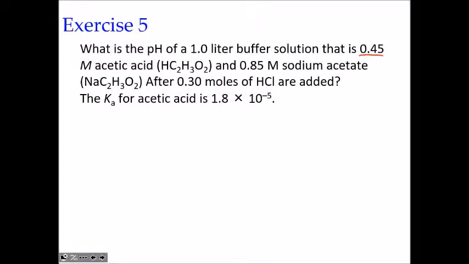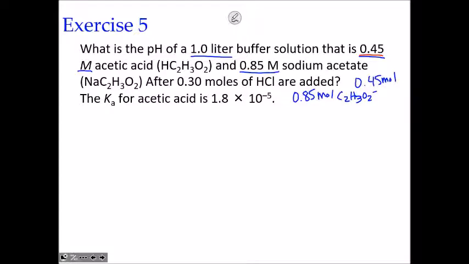We're going to start with the BCA chart. We can easily figure out the components here. Since this is 0.45 molar and it's out of 1 liter, that is also going to be 0.45 moles of the acetic acid. And then of course, same thing here, the 0.85, that's going to be 0.85 moles of our sodium acetate, and the acetate like so here.